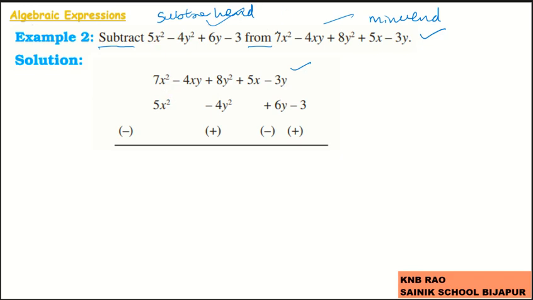So 5x square is a like term with 7x square, so I have written it down below. Minus 4y square is a like term with 8y square, so I have written that below. There is no like term for minus 4xy, so I left it blank. Now this 6y is a like term with minus 3y, so I have written it down below. For this 5x, there is no like term in the subtrahend, so I have left it blank. Now for minus 3 there is no like term here, so I have written it last.